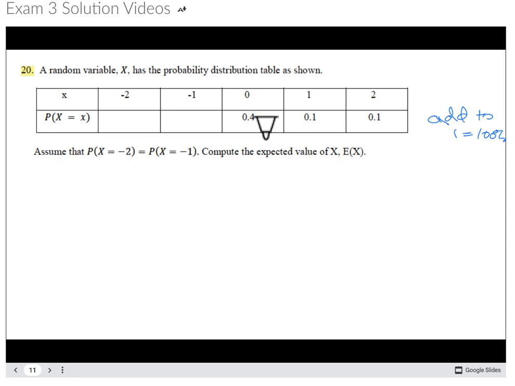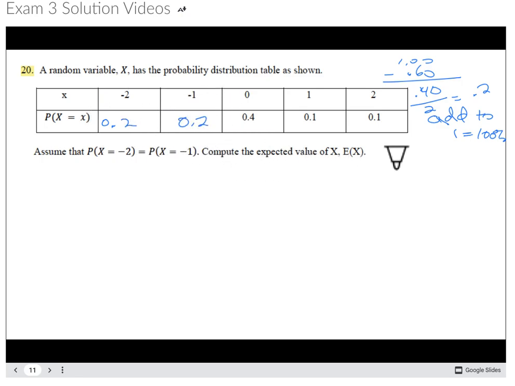So let's see what we got. 0.4, 0.5, 0.6 when we add it together. So we have 60%. We want to subtract that from 1. 60 from 100 is going to be 0.4 or 40%. We've got 2 slots, and we're told that they're equally likely. They're the same probabilities. So we divide that by 2, and each of them will be 0.2, 20%. So we'll fill those in, 0.2 and 0.2.